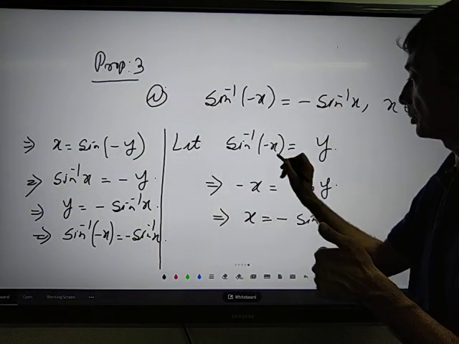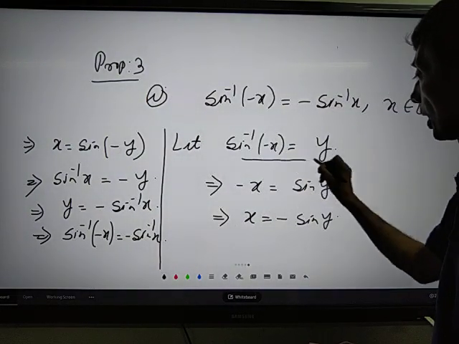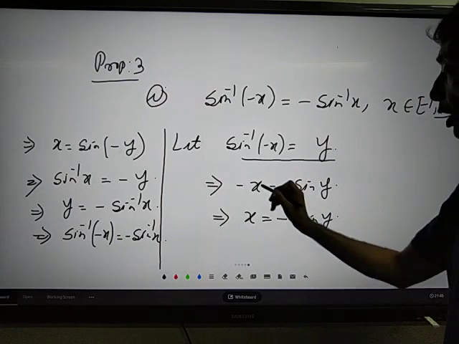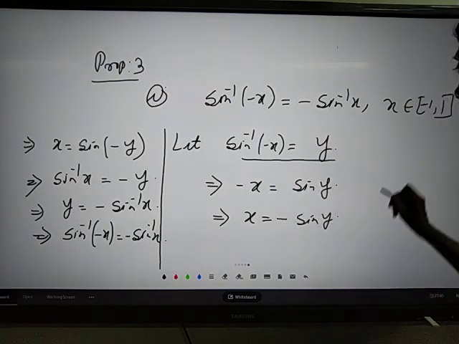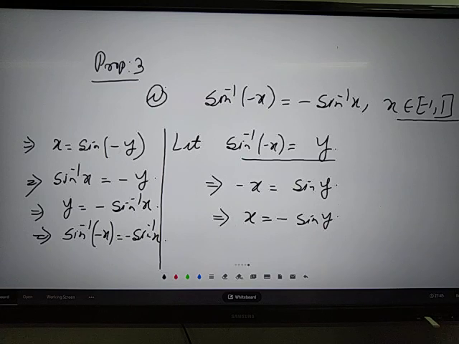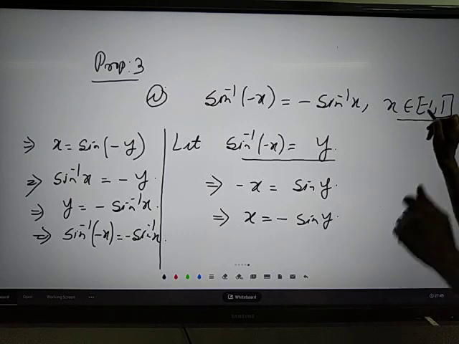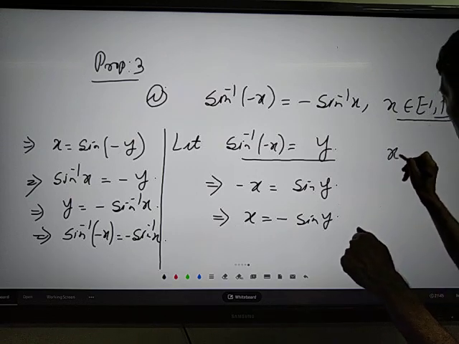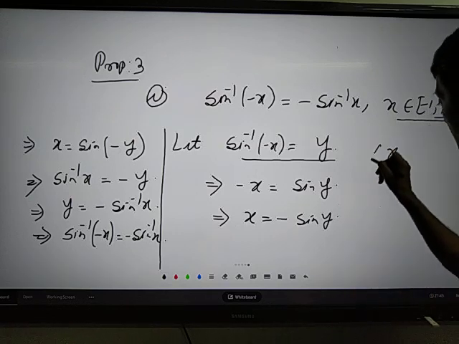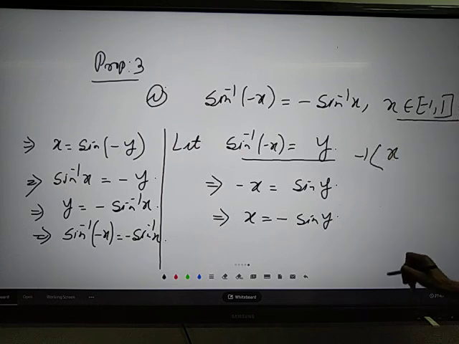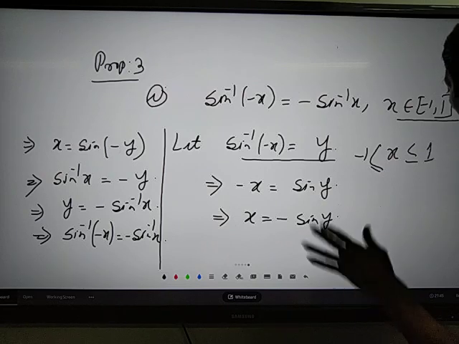You are assuming sine inverse of minus x is equal to y, and therefore minus x is equal to sine y. And remember this, x belongs to minus 1 to 1. Now there is a very interesting property here. Since x belongs to minus 1 to 1, that means x is greater than or equal to minus 1 and less than or equal to 1.